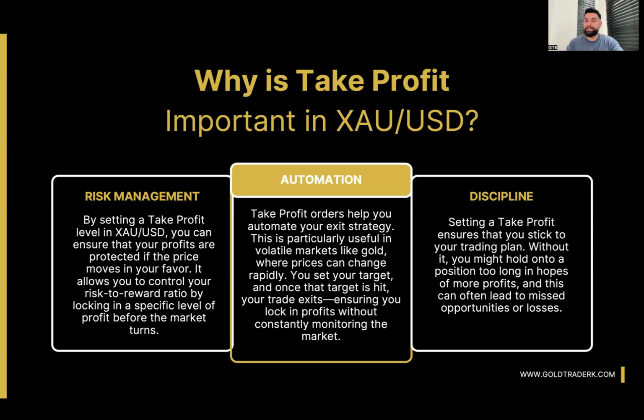Why is take profit important in XAU? Firstly, risk management. By setting a take profit level in XAUUSD, you can ensure that your profits are protected if price moves in your favor. It allows you to control your risk to reward ratio by locking in a specific level of profit before the market turns. Automation. Take profit orders help you automate your exit strategy. This is very useful in volatile markets like gold, where price can change rapidly. You set your targets, and once the targets are hit, your trade exits, ensuring you lock in profits without constantly monitoring the markets.